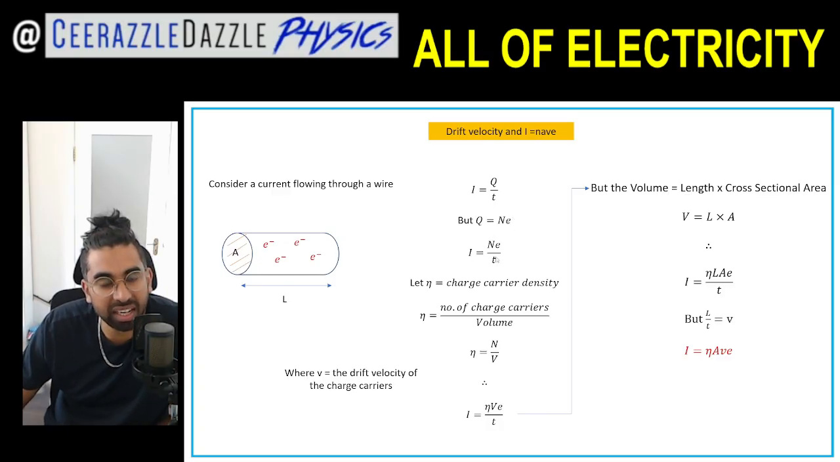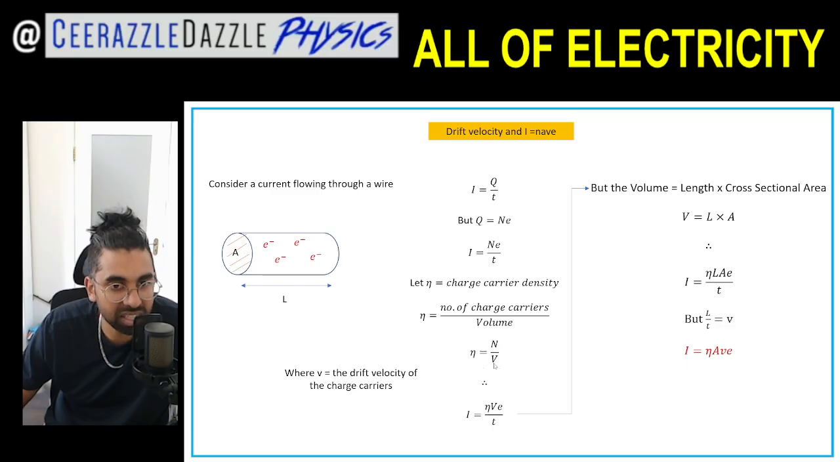So I is equal to Ne divided by t. Now we're going to have a new term, called eta. It looks like an n. It's going to be the charge carrier density. The charge carrier density is equal to the number of charge carriers per unit volume. So the number of charge carriers is going to be capital N, the volume is V.